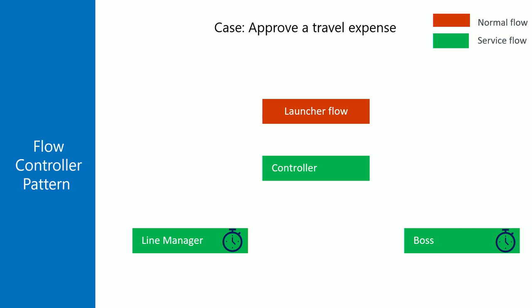So this is an example of model view controller applied to flow. The controller will be called by the launcher flow. The controller knows who to ask in the first place. In this case, it's the line manager. The line manager, so it will call a flow.